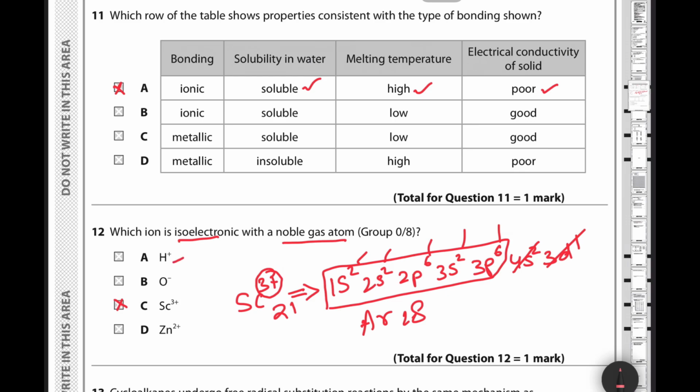If you want, you can check for hydrogen, oxygen, zinc as well. But this is how you're going to do it.